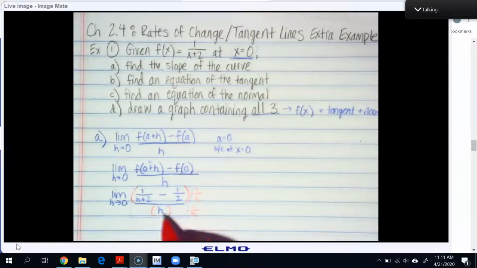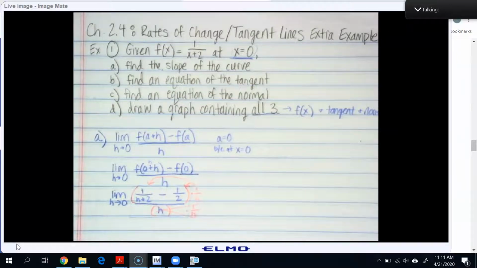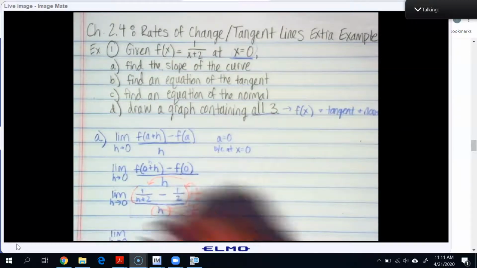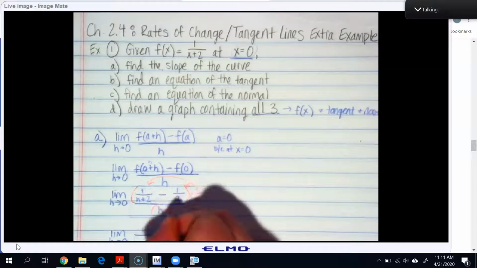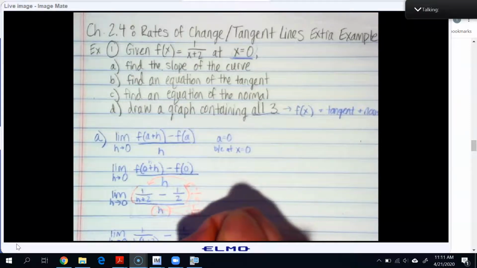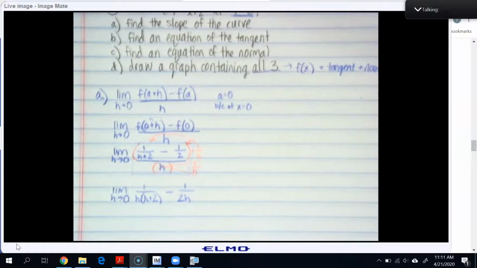Okay, so on the bottom, h times 1 over h is just 1. But on the top, I'm going to actually have to distribute this. And remember, multiplying fractions, you multiply the numerators and then multiply the denominators. So I'll end up with the limit as h approaches 0 of 1 divided by h times h plus 2 minus 1 divided by 2h. Oops, sorry. There you go.